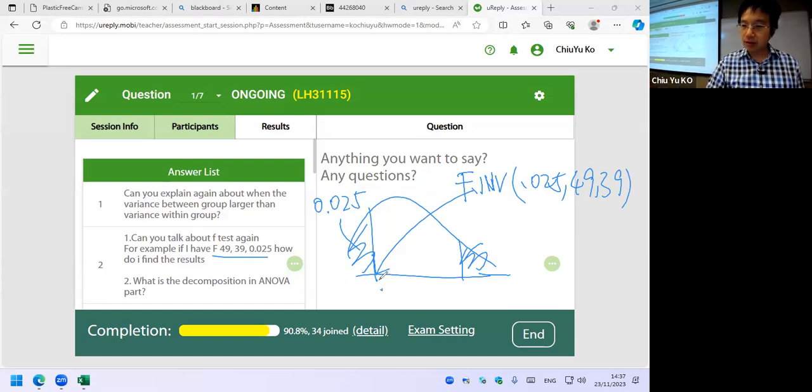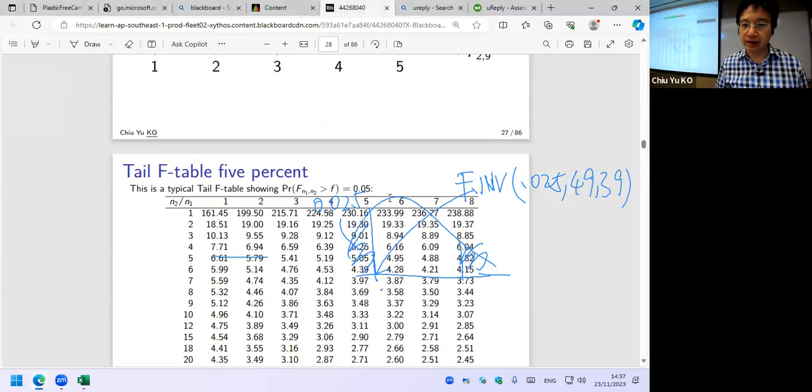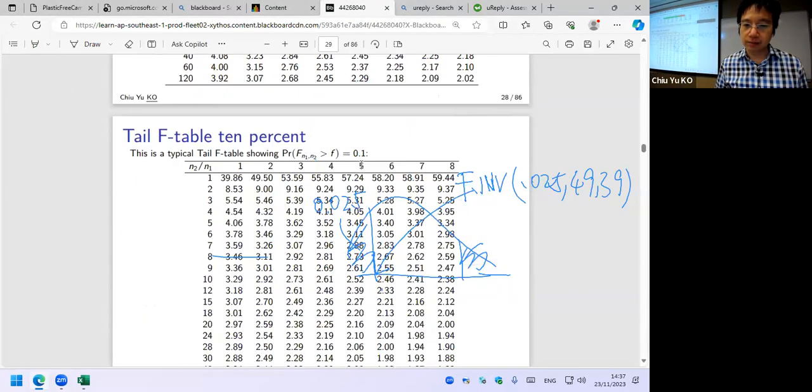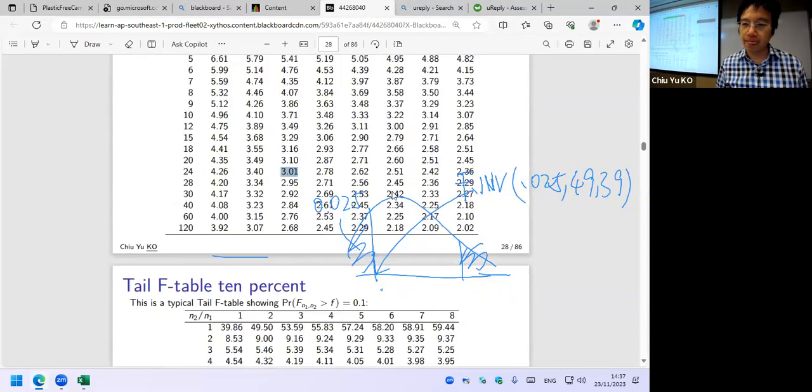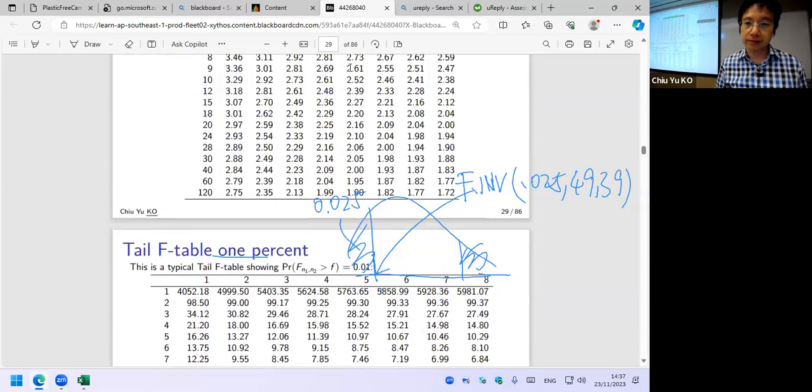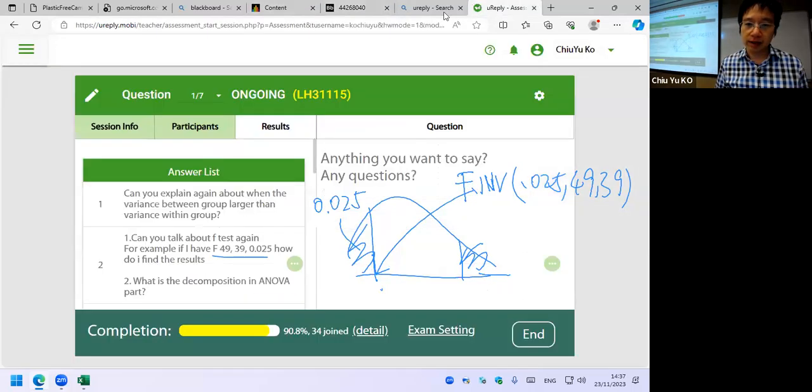Just Excel. And if you really want to do the F table, it will be something like this, but I don't have that in this table, because this table only looks at 5%. But as I said, for the two sample hypothesis, I need you to know how to do Excel, right? So you should be able to do Excel. Is that clear?